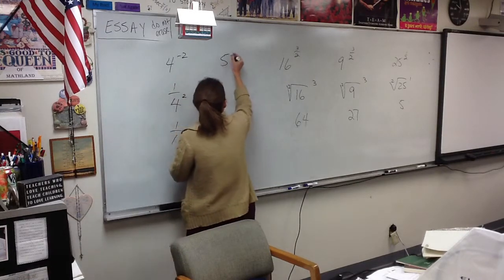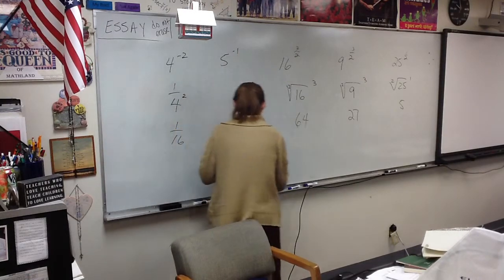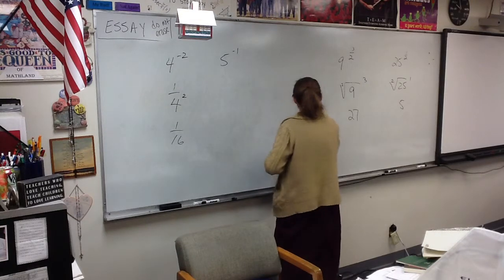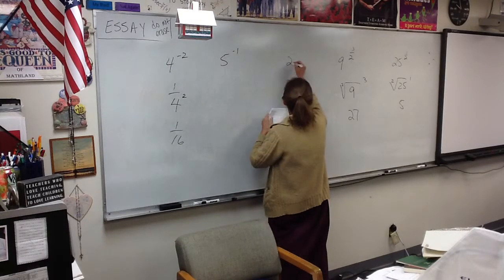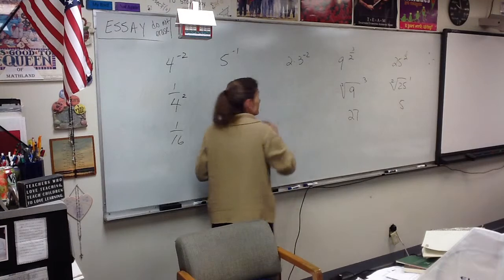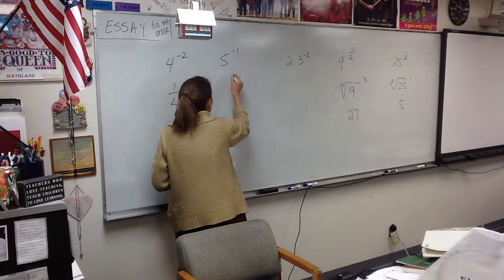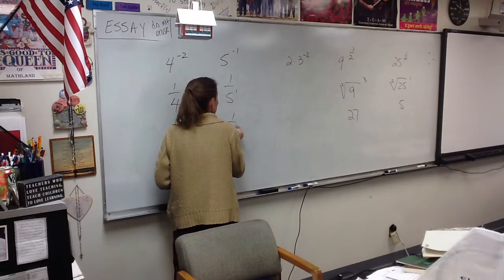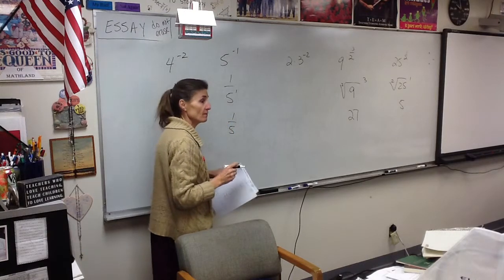The next one is 5 to the negative first. What are you going to do with 5 to the negative first? Make it 1 over 5. 1 over 5 to the first, which is just 1/5.